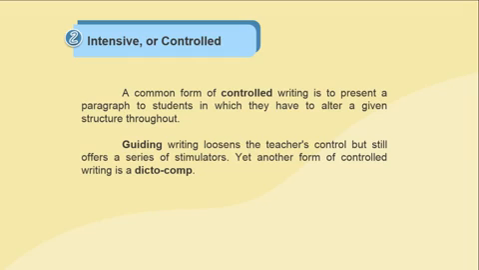Yet another form of controlled writing is a dictocomp. Here, a paragraph is read at normal speed, usually two or three times. Then the teacher asks students to rewrite the paragraph to the best of their recollection of the reading. In one of several variations of the dictocomp technique, the teacher, after reading the passage, puts keywords from the paragraph in sequence on the chalkboard as a cue for the students.